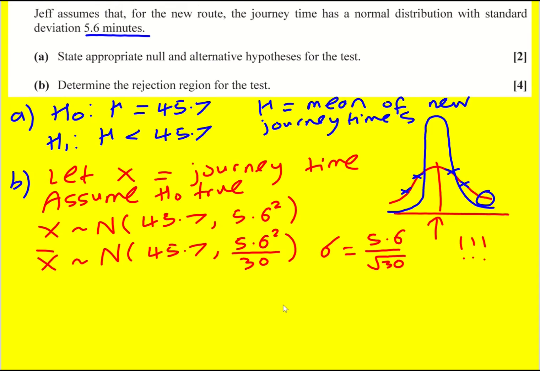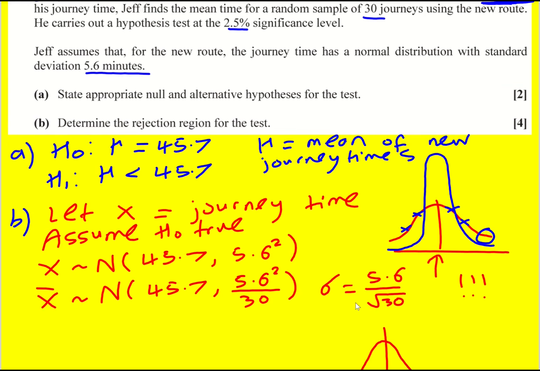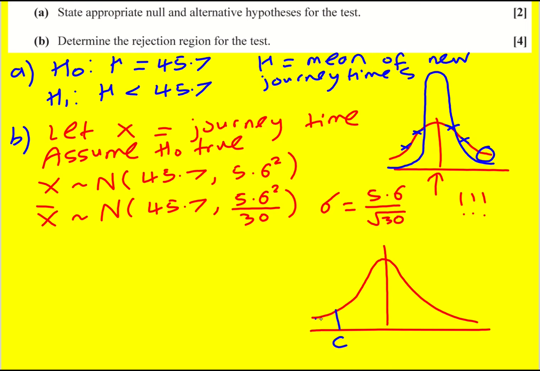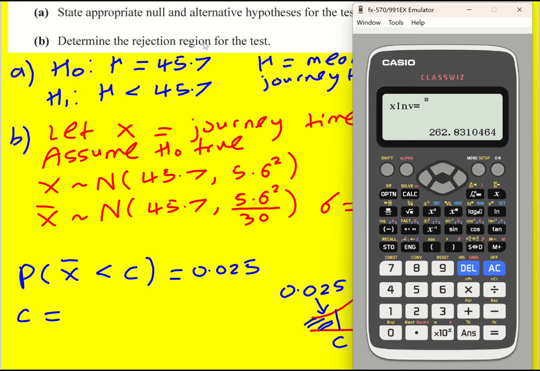We can now find probabilities with that sampling distribution, but we're asked to find the rejection region. So here's my distribution. Here is my critical value. That's going to be the cutoff for whether I do not reject or reject any data that would follow from Jeff. But we don't actually have data, we're just asked for the rejection region. We say this area here is going to be 0.025. So the probability that X bar is less than c, the critical value, is going to equal 0.025. And we can then do inverse normal to work out this critical value, and from that we can get the critical region.